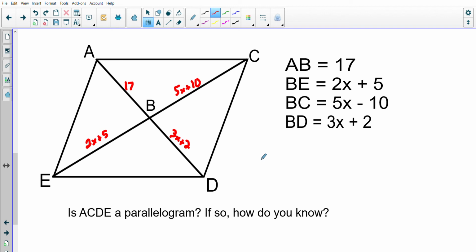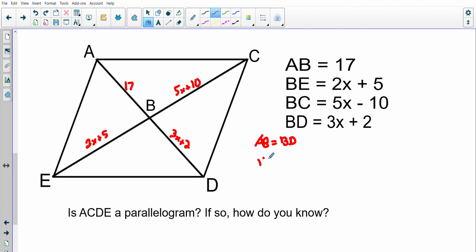Well, one of our conditions said that if the diagonals bisect each other, then it is a parallelogram. So we basically want to figure out the value of x, and if the value of x makes these two pairs of segments congruent, then we can conclude that B is a bisector of both of those diagonals, and that's the condition that we need. So I'm going to set up that AB should be equal to BD, and we'll solve this simple equation here.